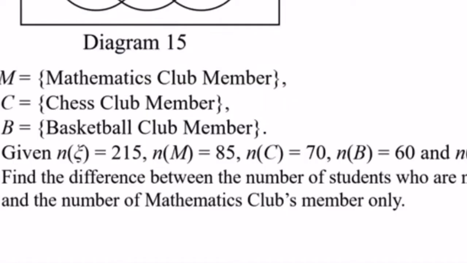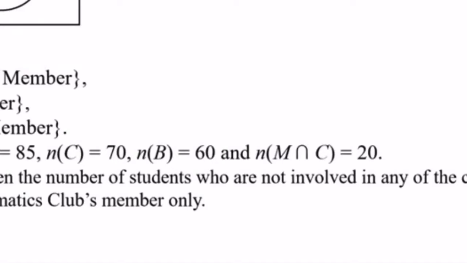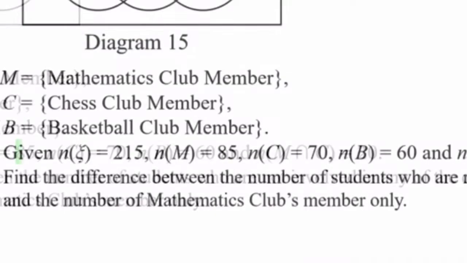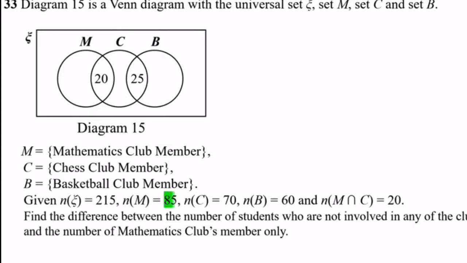Alright, so the number of the universal set is 215, mathematics 85, the chess club 70, and basketball 60. The question says find the difference between the number of students who are not from any of the clubs with the number of the students from mathematics club only. Okay, there's the word only, so it's very important. So let's work it out step by step.